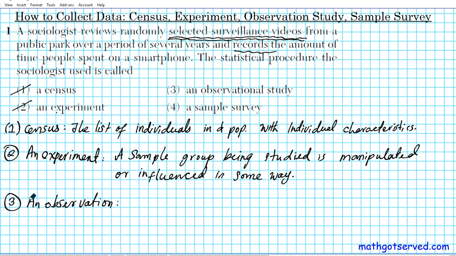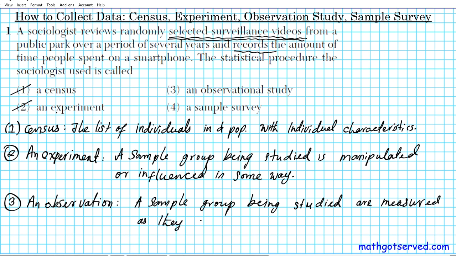When you have an observation study, the sample population being studied is just measured as they are. So a sample group being studied are measured as they are. There is no manipulation or questioning whatsoever.